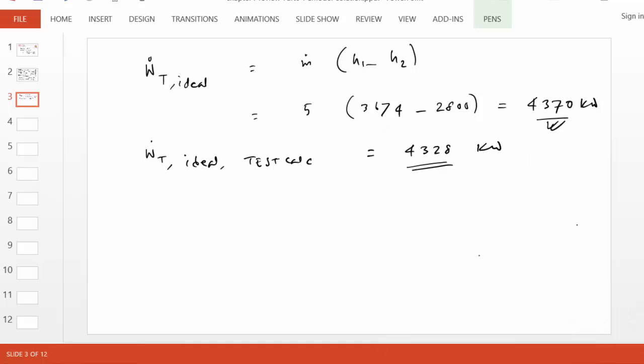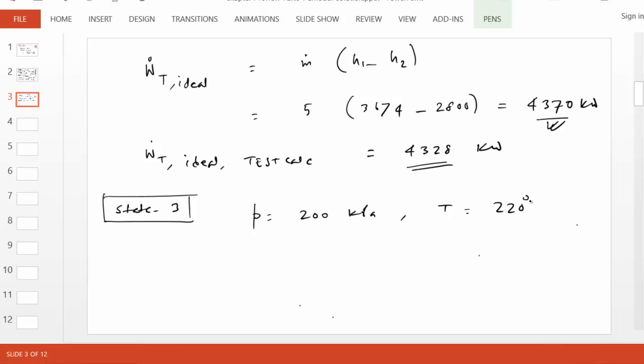Okay, now the last thing to do in this problem is to go find state 3. What is known about state 3 is that the pressure must be the same as state 2, and the temperature is supplied as 220 degrees Celsius.